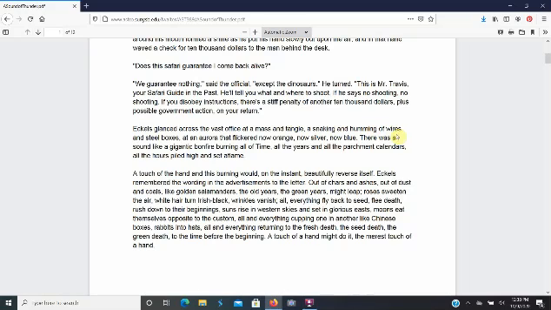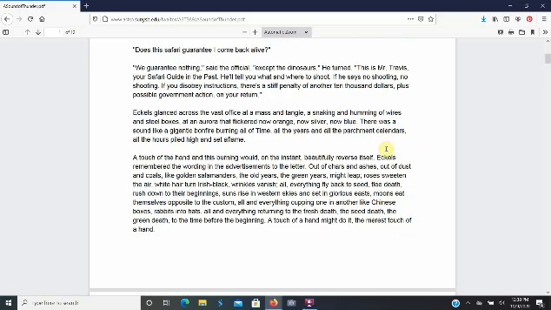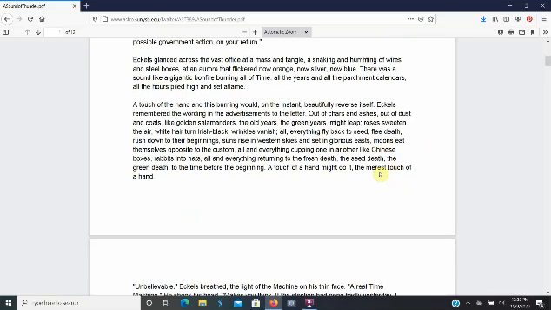Eccles glanced across the vast office at a mass and tangle, a snaking and humming of wires and steel boxes, at an aurora that flickered now orange, now silver, now blue. There was a sound like a gigantic bonfire burning all of time, all the years and all the parchment calendars, and all the hours piled high and set aflame. A touch of the hand in this burning would, on the instant, beautifully reverse itself. Eccles remembered the wording in the advertisements to the letter.